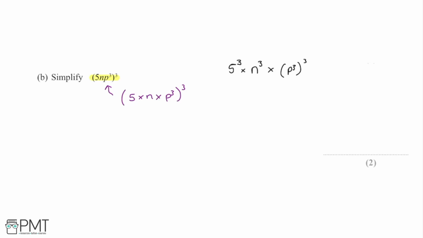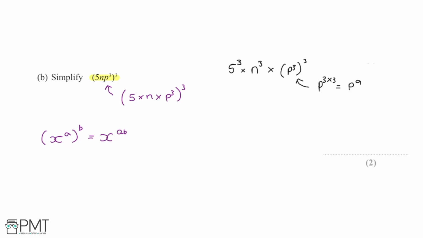Now, similarly to the previous part of the question, I've got p to the power of 3 and I'm raising it to the power of 3. This is going to require some knowledge of indices laws again. If we have x to the power of a, and we're raising that to the power of b, this is going to give us an answer of x raised to the power of ab. So a multiplied by b gives us the power. In this case, when we have p to the 3 to the 3, we do 3 multiplied by 3, which gives us p to the power of 9.